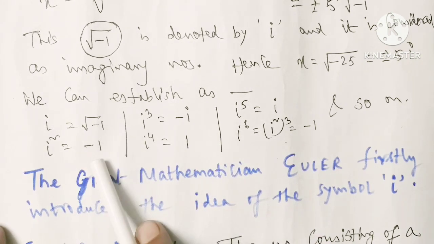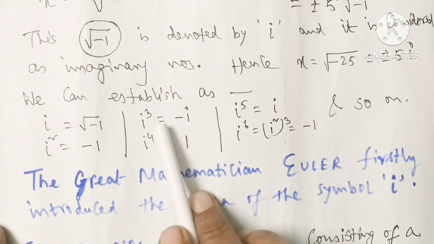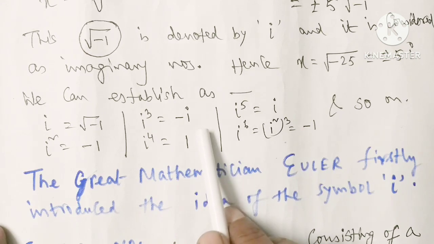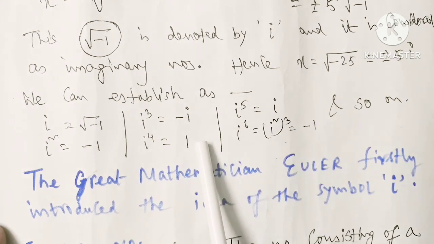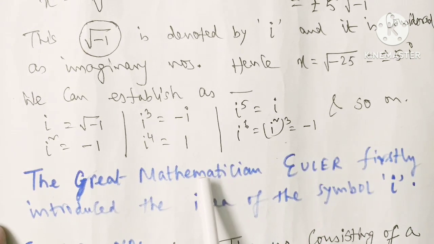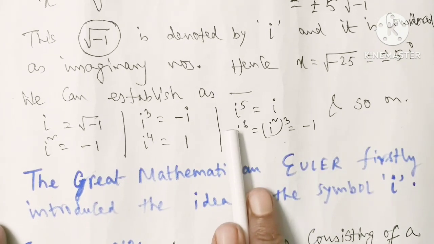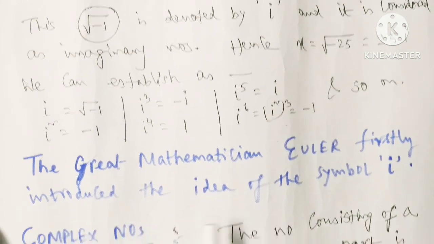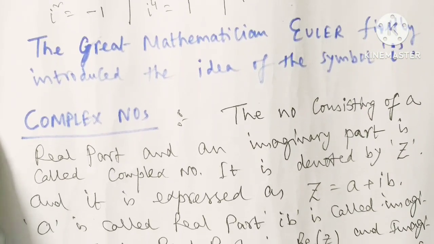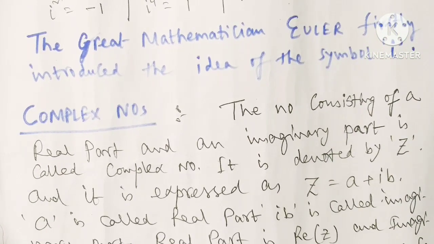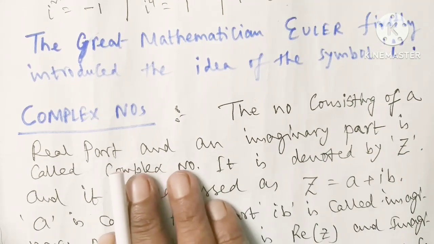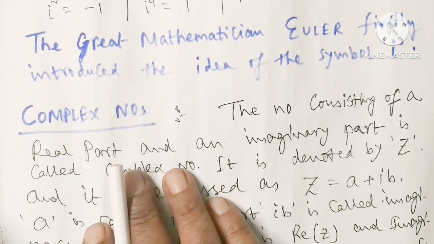For i square this is minus 1, so i cube is minus i. i to the power 4 equals i square whole square, that is minus 1 whole square, which is plus 1. In this way we can get any power of i. The great mathematician Euler first introduced the idea of the symbol i.